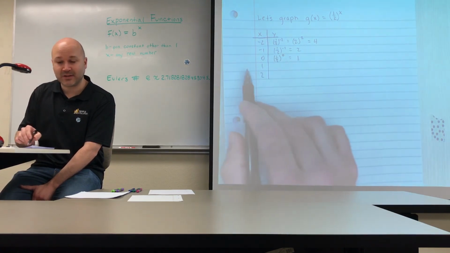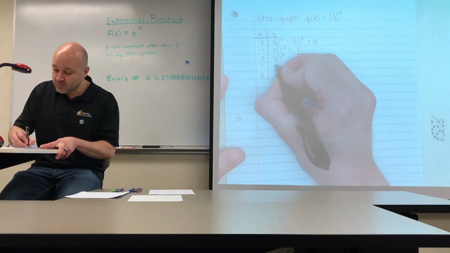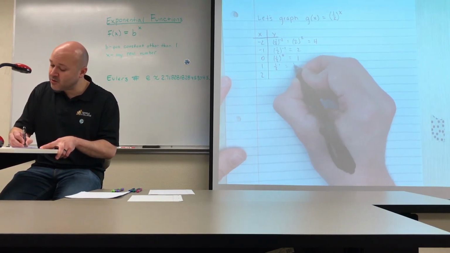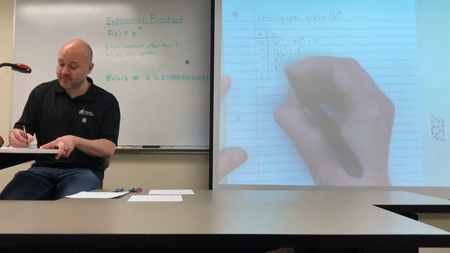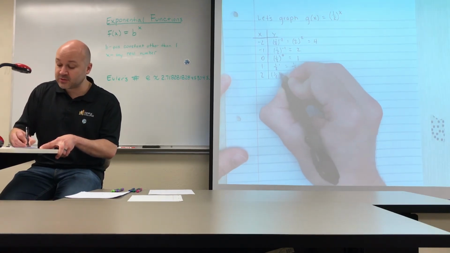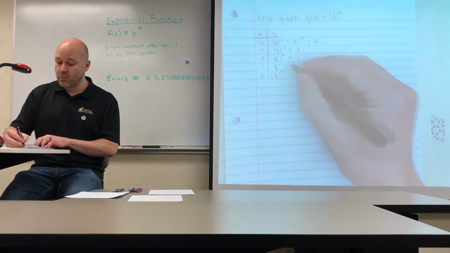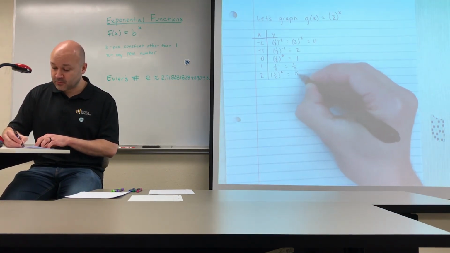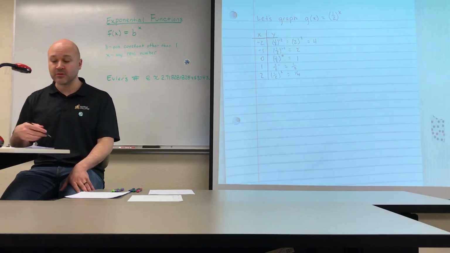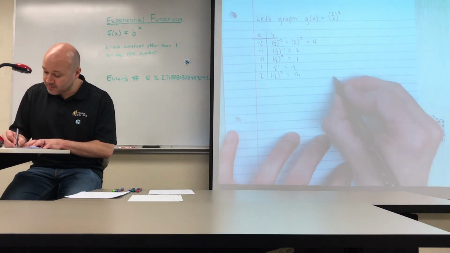Any non-zero number raised to the 0th power is 1. There's my y-intercept again. 1/2 to the 1st power, that's just an identity, 1/2. And 1/2 squared is 1/2 times itself. You multiply fractions straight across, 1/4. These values look very similar. I'm going to sketch them down real quick.